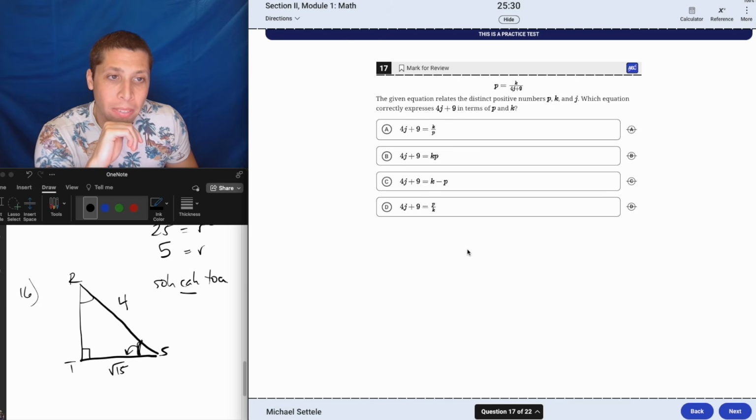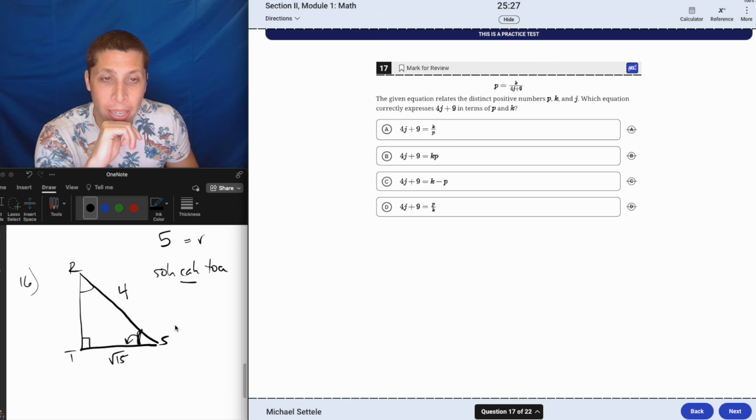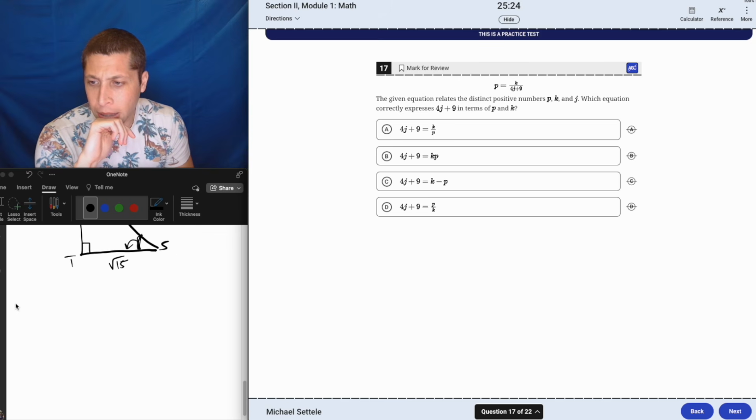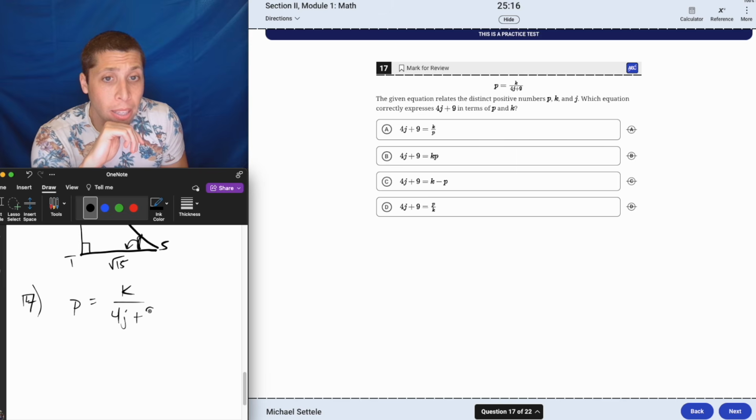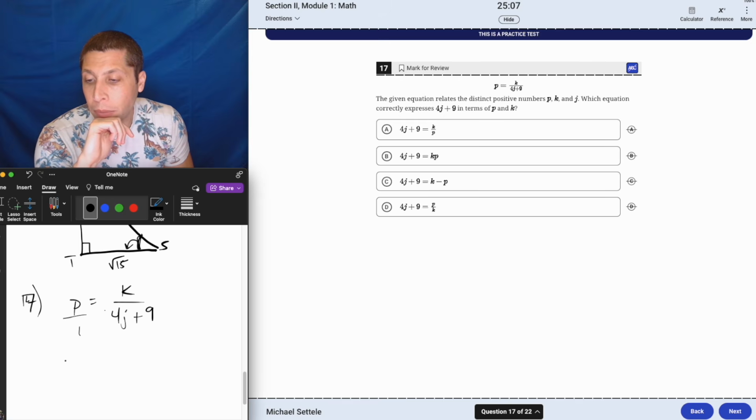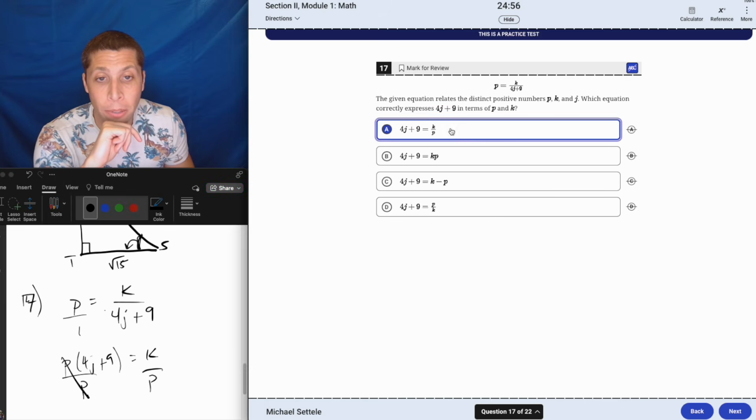Given equation relates to distinct positive numbers, which equation correctly expresses 4j plus 9? Okay, so you could arithmetize here, but you don't really need to because the thing they're asking for is the same as the thing that we are given. So 4j plus 9 in terms of p and k. So we would cross multiply. So we would get p times (4j plus 9) is equal to k. And then we would divide by p to get 4j plus 9 alone. And k over p is here. Yeah. Again, we could arithmetize. Maybe with time I'll do it.